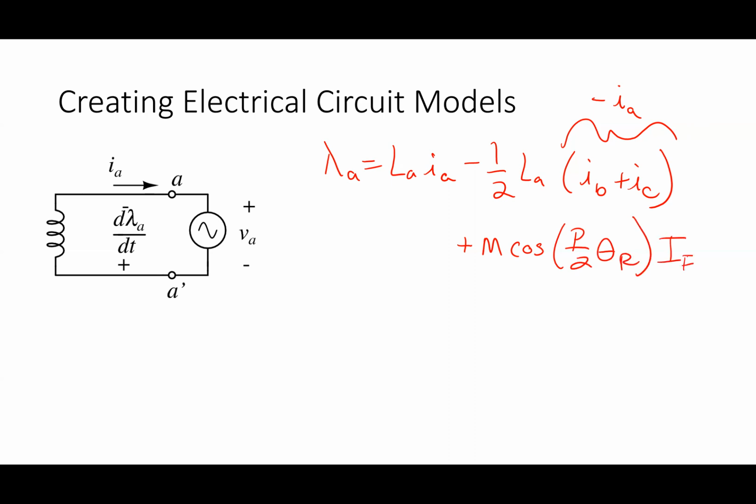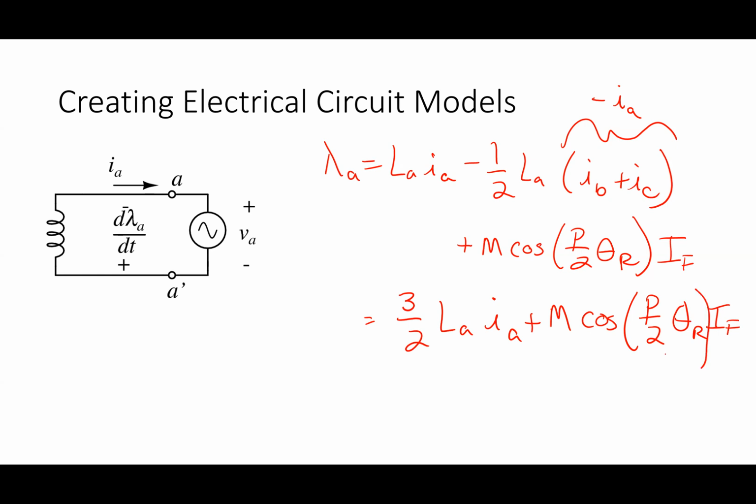Okay. So this guy becomes what? If I take those terms there and combine them, what do I get? I get a 3/2 LA IA plus M cosine P over 2 theta R IF. I made that guy pretty simple now. Got a heck of a lot simpler than it was before, right?